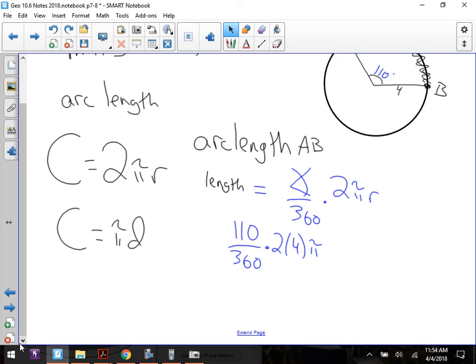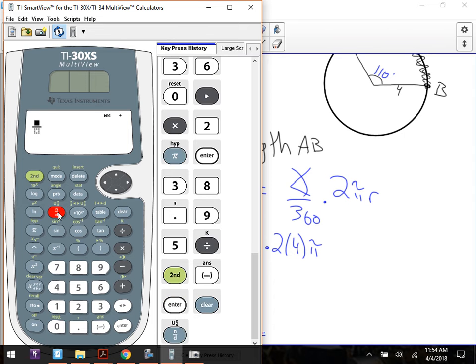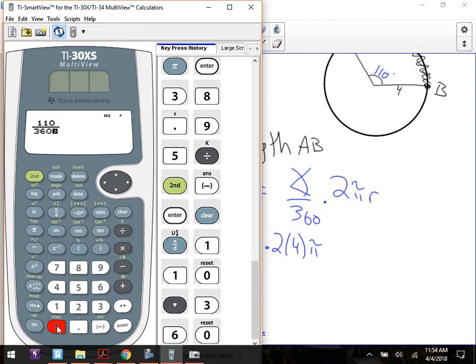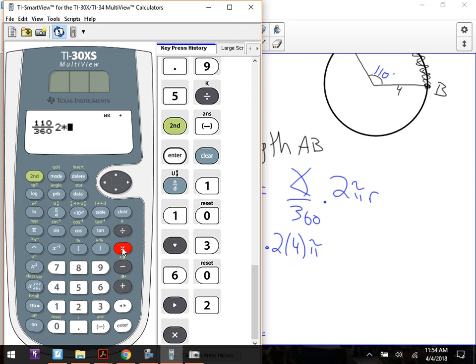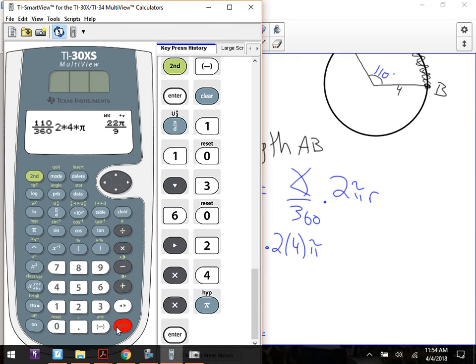So as you type this in, you just get used to typing it. You get the answer 22 pi over 9. That's the answer. If you don't have that multi-view calculator, and you have one of the others, you type everything in like you would normally to get the fraction, and then you put a pi next to it when you're done. Because you'll have pi in your answers here.